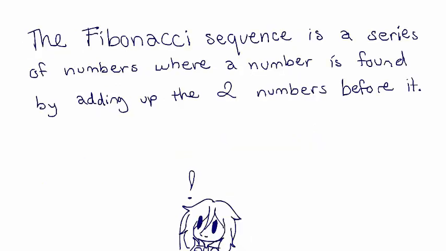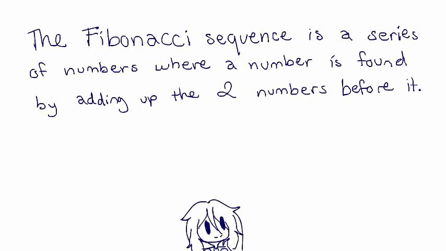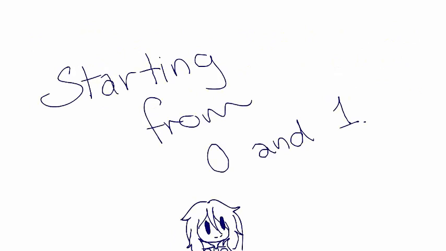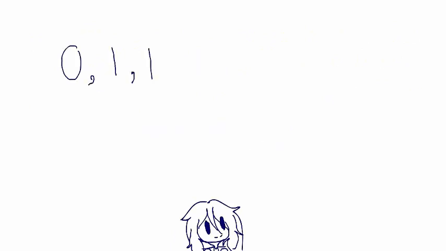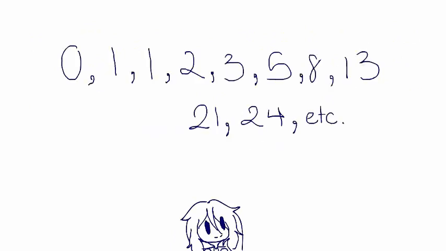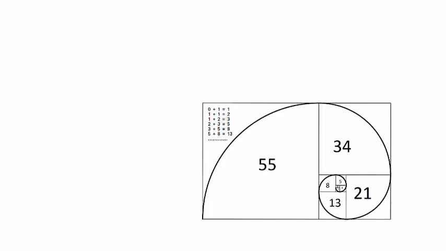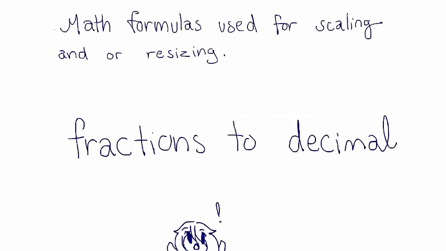But the Fibonacci sequence is a series of numbers where a number is found by adding up the two numbers before it, starting with 0 and 1. The sequence goes 0, 1, 1, 2, 3, 5, 8, 13, 21, 34, and so forth, like this. Now, let's take a step back and go back to the scaling and resizing section.